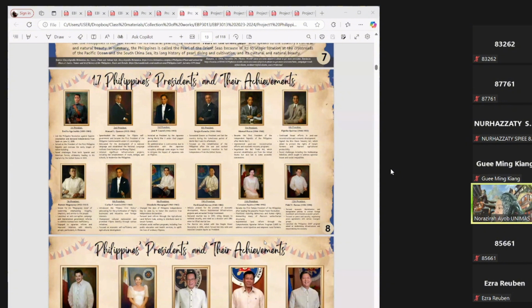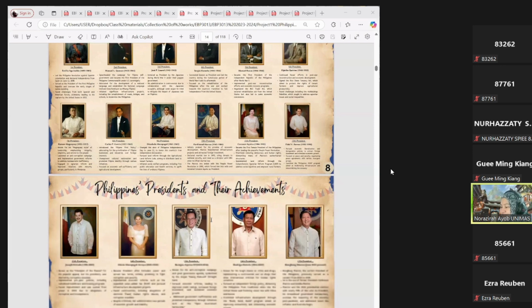The one that I most remember of all these presidents is Ferdinand Marcos. He's very popular. Some people are popular because of good things, some people are popular not for good things. And this Ferdinand Marcos is very, very popular, one of the most popular presidents. If you want to know what he actually did, go and check out the internet. This guy is so bad.